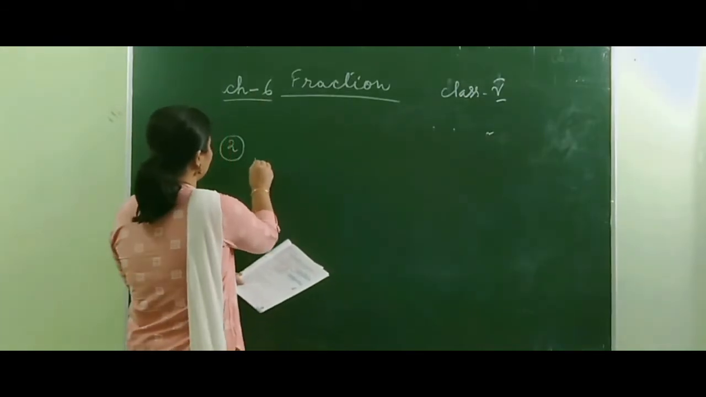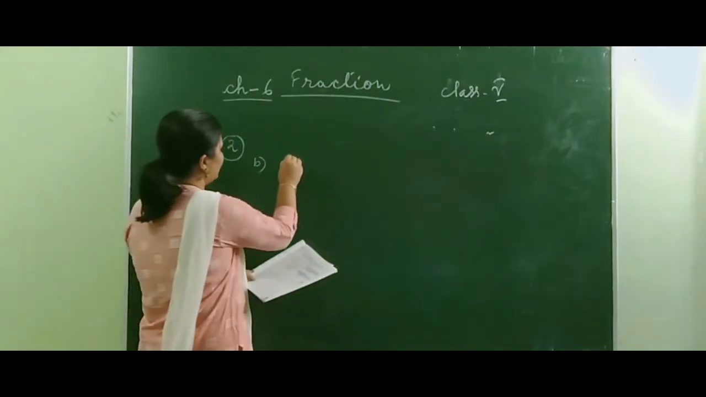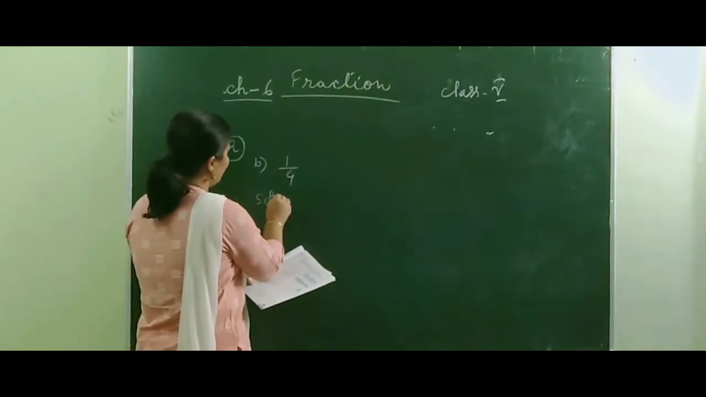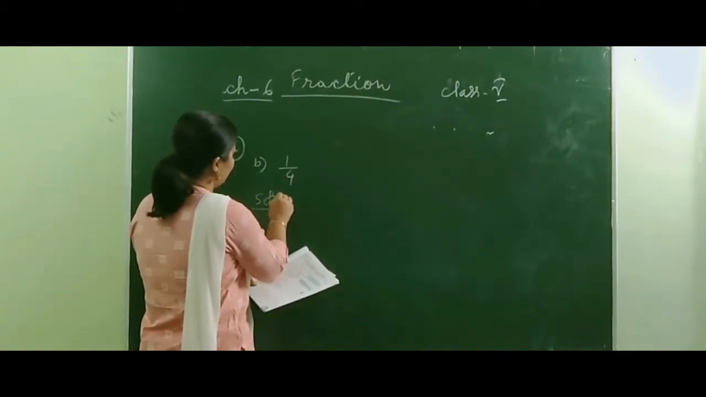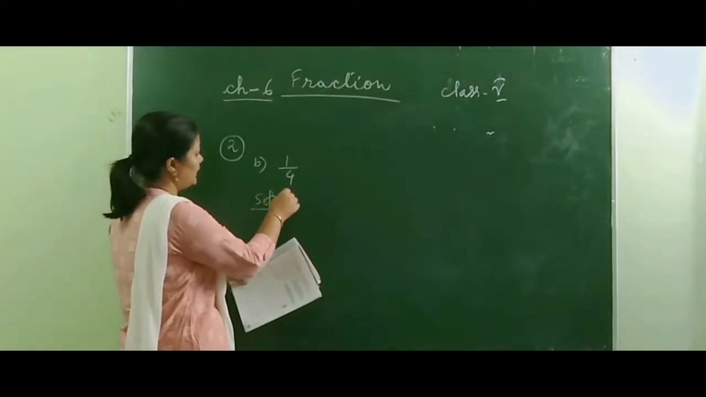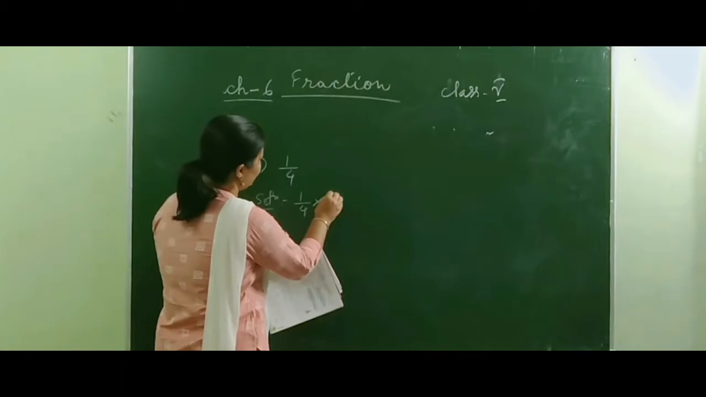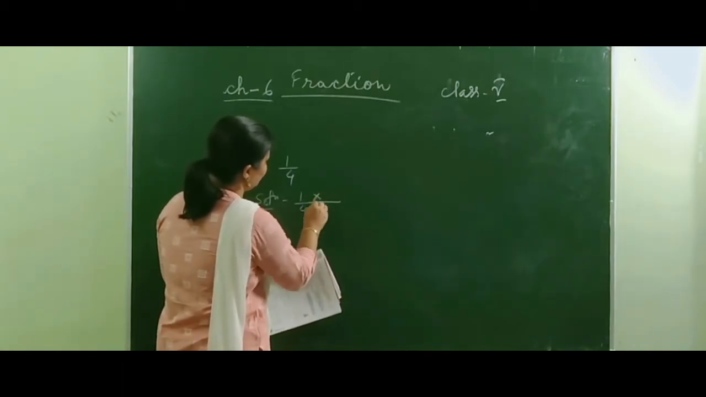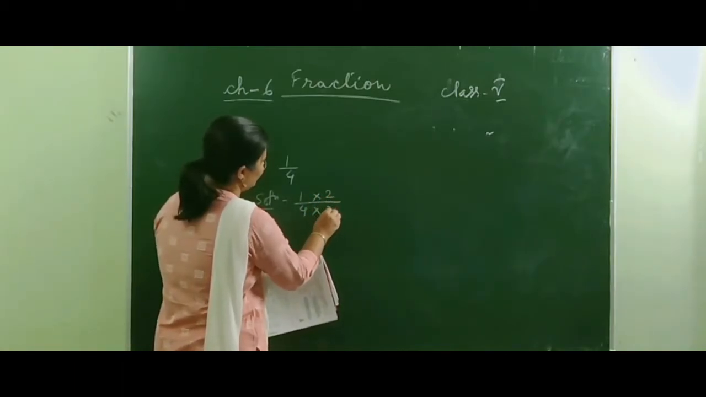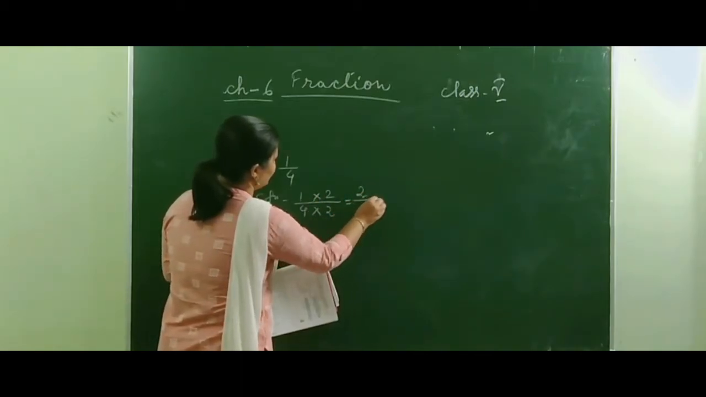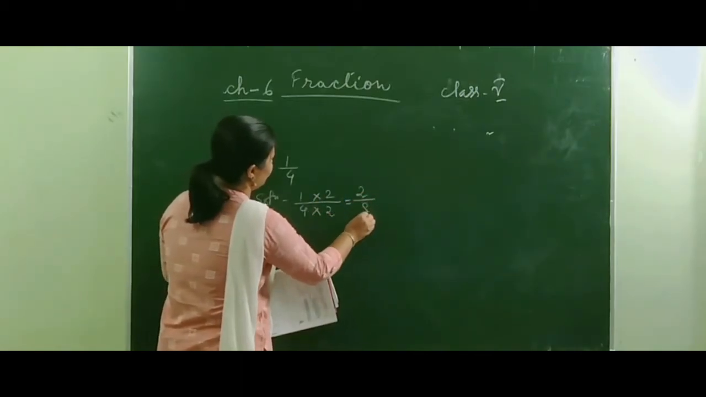So we'll do question number B. It's 1 by 4. To find the equivalent fraction, we have to multiply the same number with the numerator and denominator. So it's 1 by 4. If you multiply 2 with the numerator, then we have to multiply 2 with the denominator. Then 2 1 time 2, and 4 2 time 8.